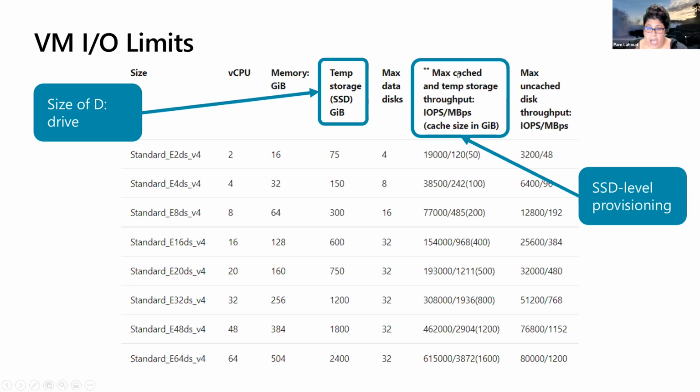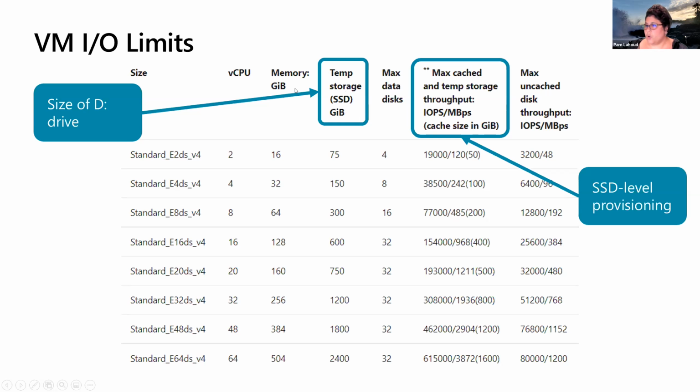So this is how much throughput you're allowed to use on that local SSD that's attached to the host. So this is used both for caching, if you've turned on host caching, and for your local temp drive, the D drive. So both of those come out of this limit, max cache and temp storage throughput, because that's your SSD level provisioning. The size of the cache is this number in parentheses at the end.